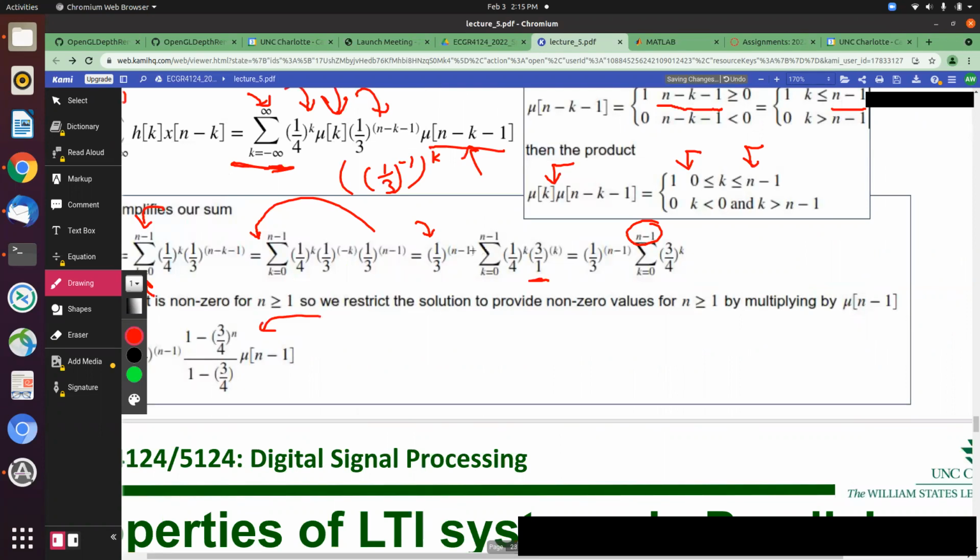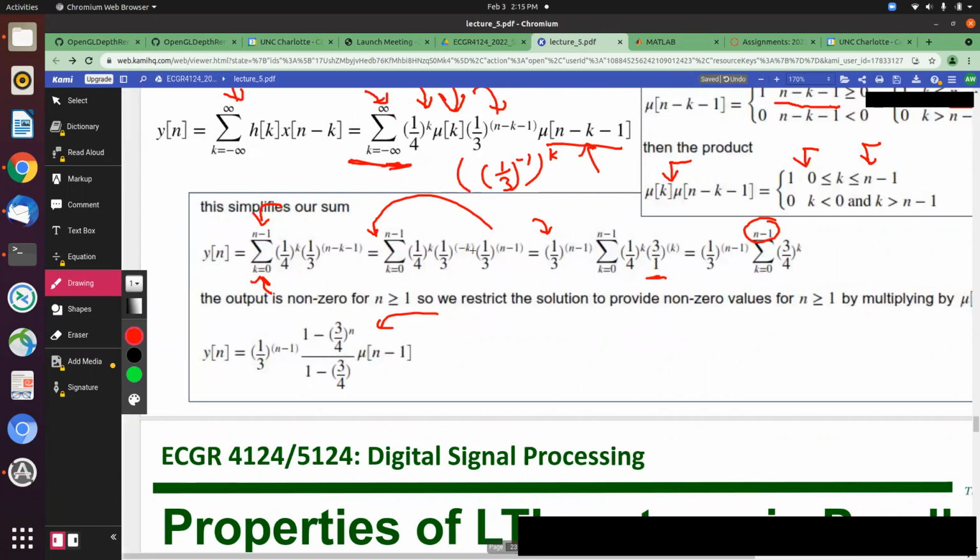That's the solution. So (1/3) to the n minus 1 is still out in front, multiplied by whatever the result of the summation is, using that geometric series formula: 1 minus (3/4) to the n power, over 1 minus 3/4. And that's times u of n minus 1, because we're actually plugging in n minus 1 here, right? And so the output is non-zero for n greater than or equal to 1. So we restrict the solution to values of n greater than or equal to 1 by multiplying by this u of n minus 1.